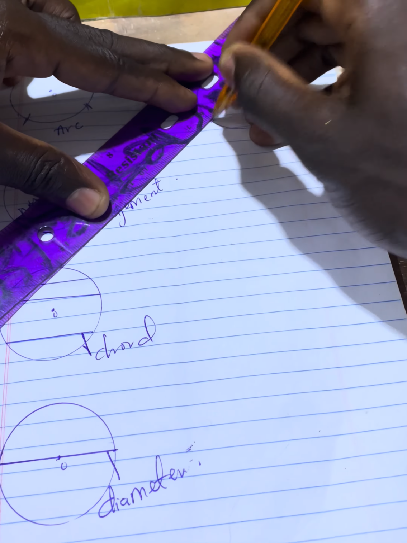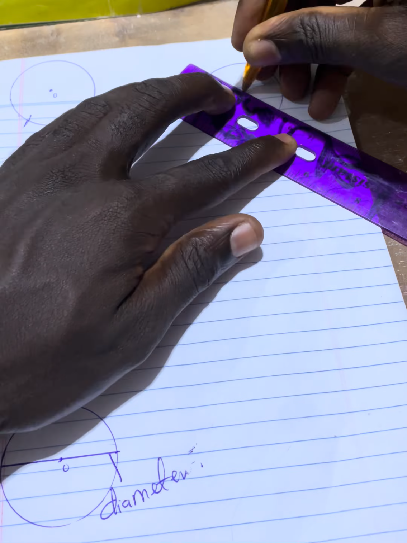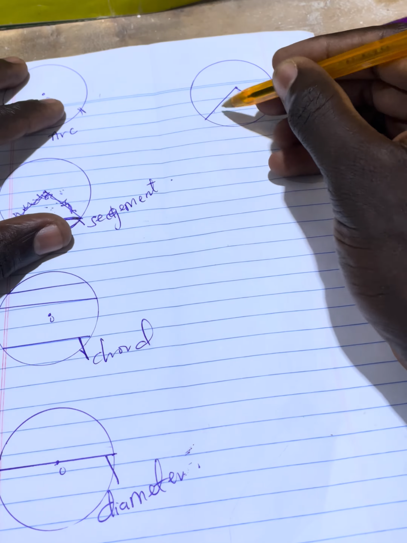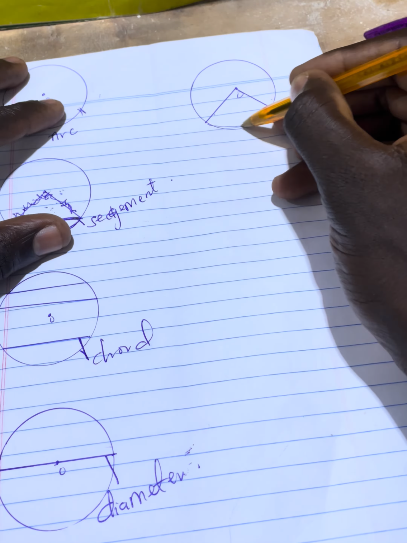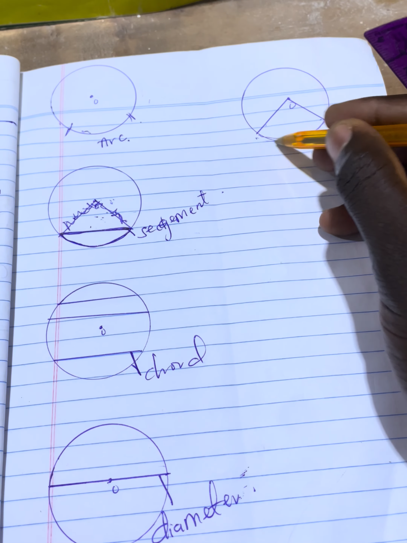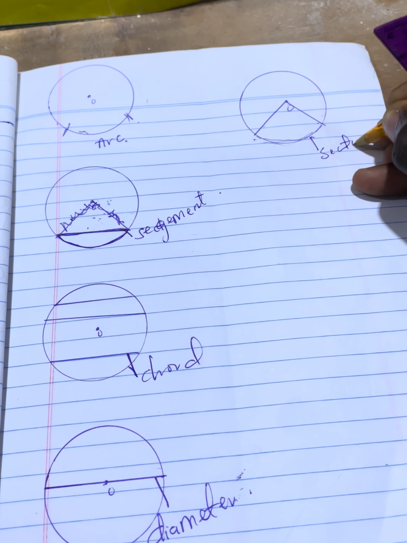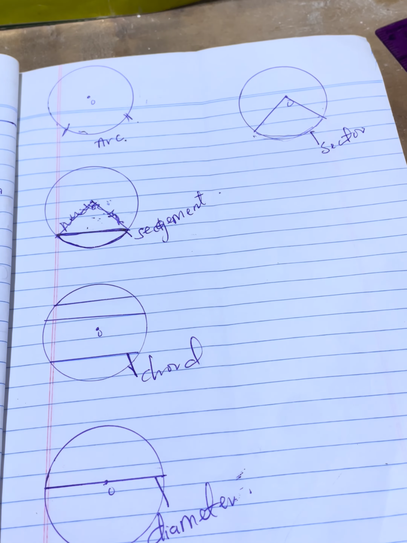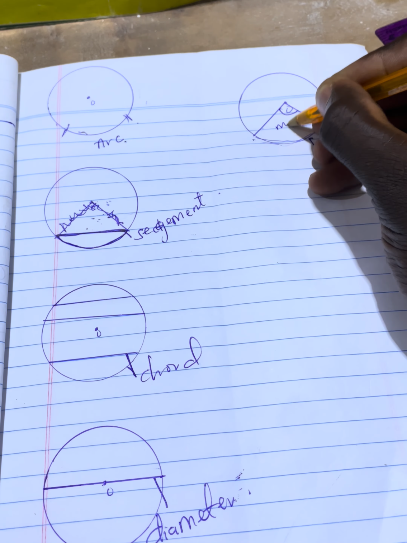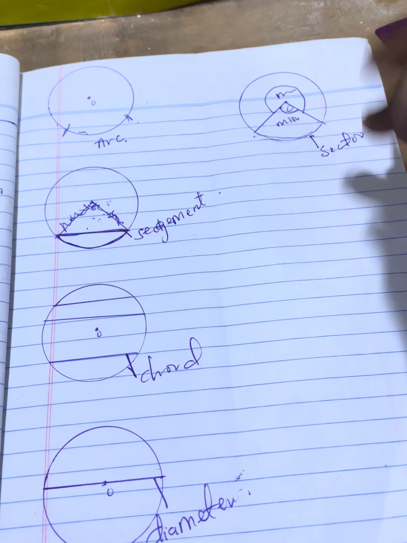It is bounded by an arc, and I said an arc is any part of the circle, and by two radii. So if you draw this, I've drawn a sector. These are my two radii and this is the arc. This is called a sector. When it comes to sectors, we have the minor and the major. This one, you see how small it is, is called the minor sector, and the whole of this side is called the major sector.